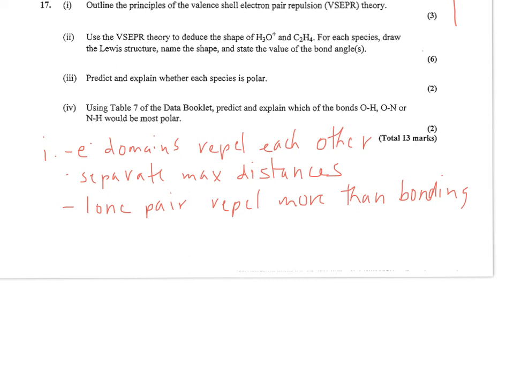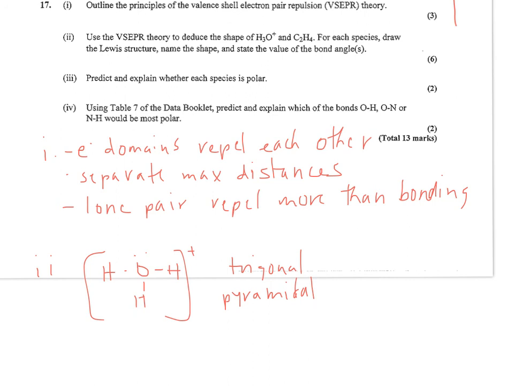Number 2 then wants you to use the VSEPR theory to deduce the shape of H3O+ and C2H4. So you're supposed to draw the Lewis structure. So for H3O+, here's the structure, and you include the little plus sign. So the shape is trigonal pyramidal. Notice they really like H3O+. That's been on the test about 4 times already.